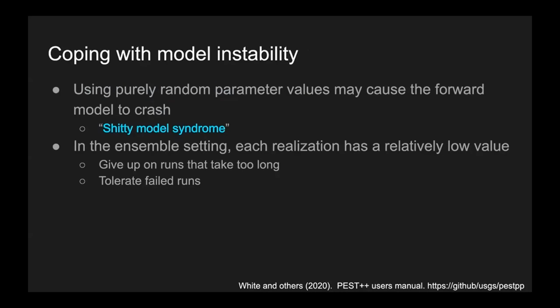Now, the last problem we deal with in the ensemble world is model instability. This is a mechanical problem, and it arises from using purely random parameter values, which can cause the forward model run to crash, right? But in the ensemble setting, each individual realization has a pretty low value. It's the collective value of the entire ensemble that we need for estimating those correlation coefficients.